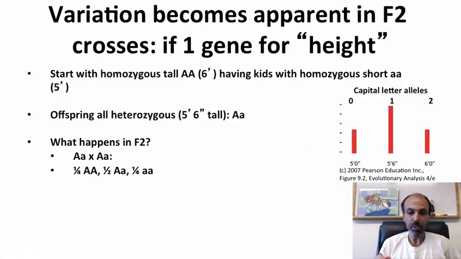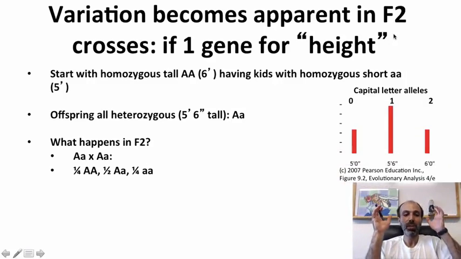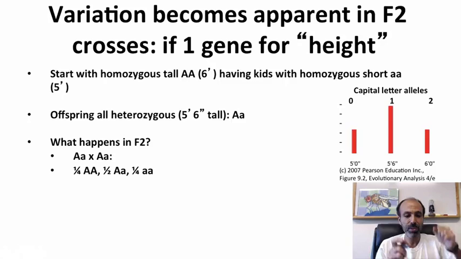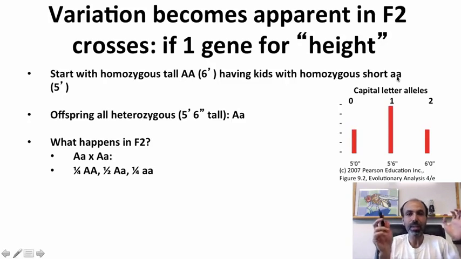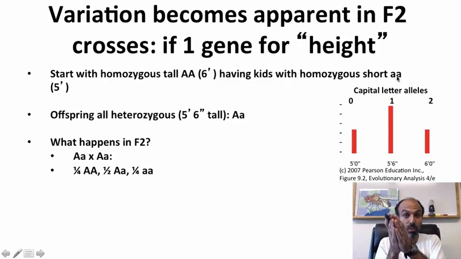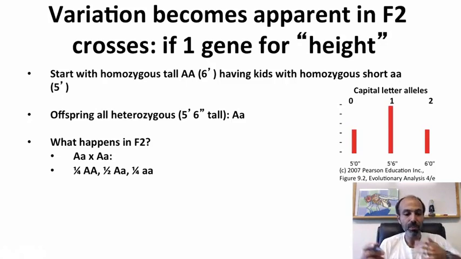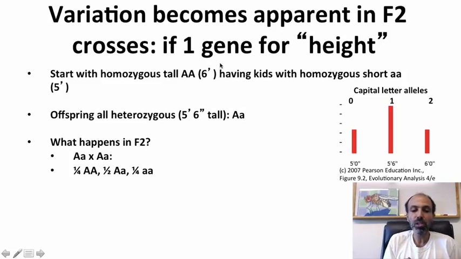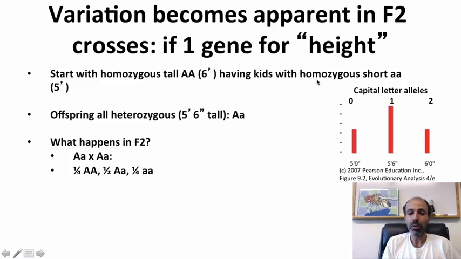You could do the same sort of thing if you do an F2 cross. An F2 cross is the same as crossing two inbred types. So for example, big A's to little a's, taking the F1s, which we recall are the offspring from that, and having the F1s breed with each other. That's the F2. So in this case, if we have one gene contributing to variation in height, you start with these homozygous tall, big A, 6-foot individuals, and breed them with homozygous short, little a, 5-foot individuals. So all the offspring would be big A, little a.